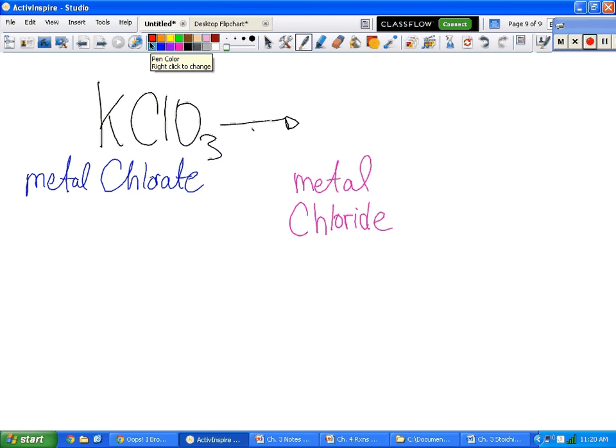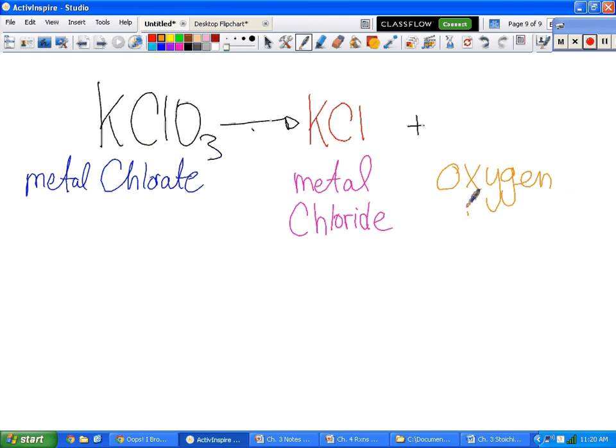What is a metal chloride in this example? KCl. Why is it just KCl? Where are your charges? 1 and 1, right? 1 positive, 1 negative. Now, metal chloride and what? Very good. Oxygen gas. So, if you take this and plop this in, you're finished, right? No. Why not? Why is it O2? It's a diatomic. Now, obviously, this is still incomplete.